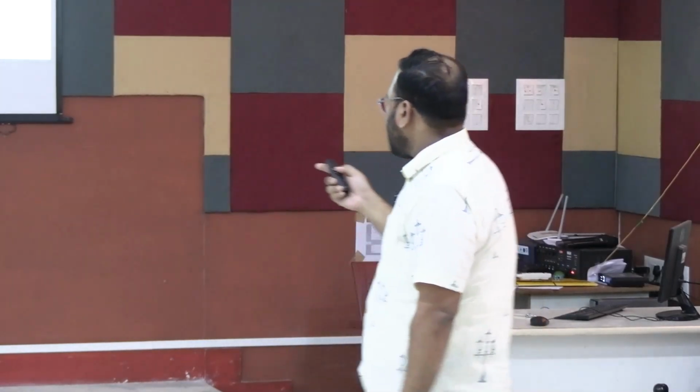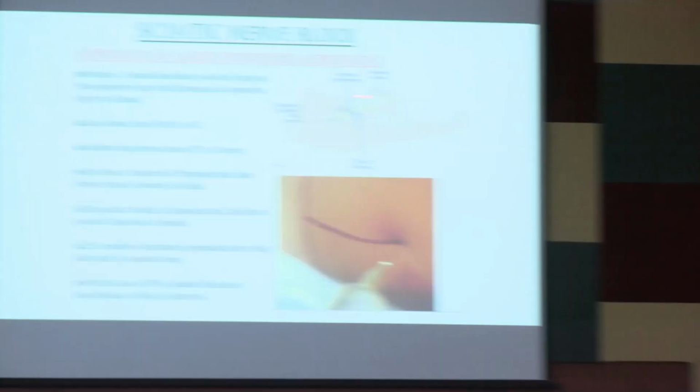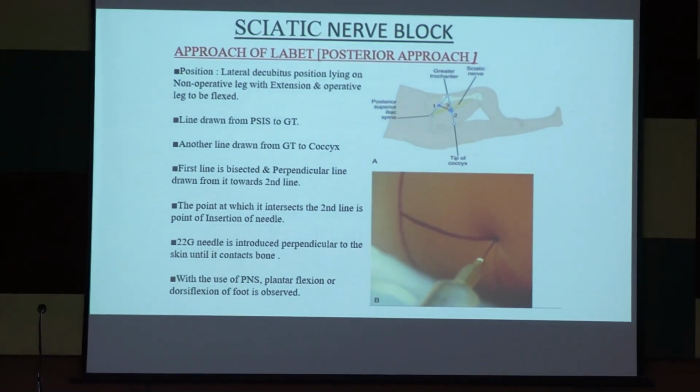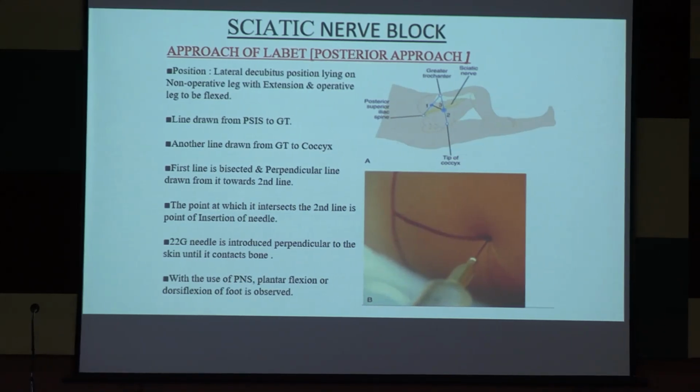In this position you can appreciate that the non-fractured leg is extended, and over it the fractured leg is flexed. Now the posterior superior iliac spine, and here is the greater trochanter. These need to be marked. You need to put a line from the greater trochanter to the posterior superior iliac spine, and another line from the greater trochanter to the coccyx, the tip of the coccyx.